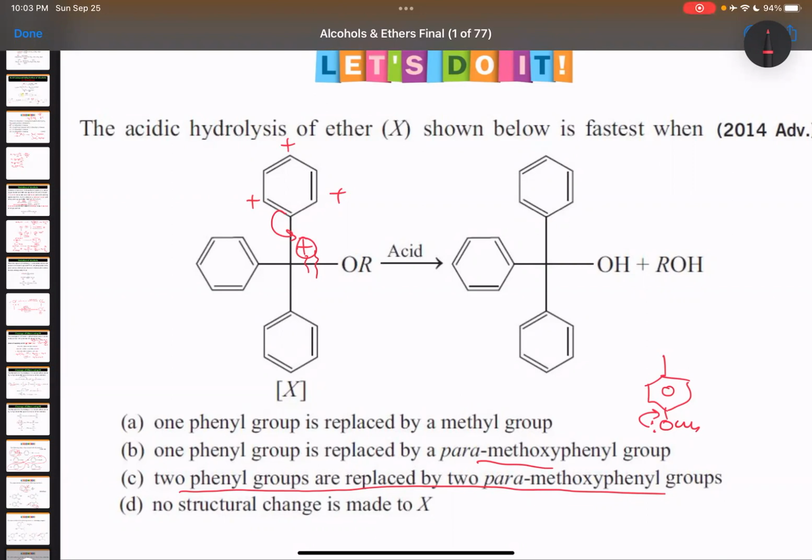But if you have some NO2 group in place of methoxy, that is against the stability. Is it clear? Yes, sir. Okay.